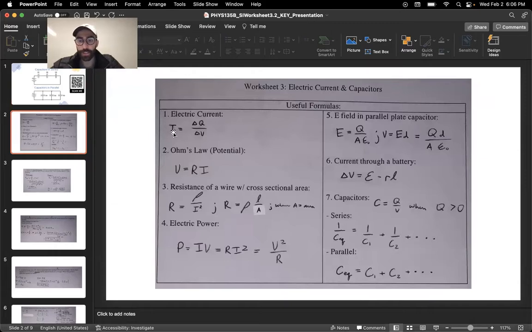So first, let's just go over some of these equations. I'll give everybody a second to write this down. I'll pause the recording while we copy. All right, and we're back recording and everything.